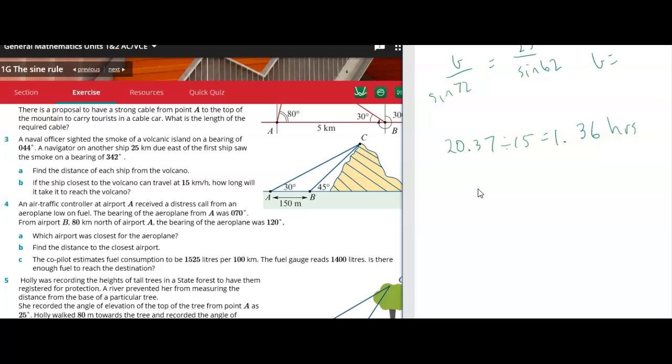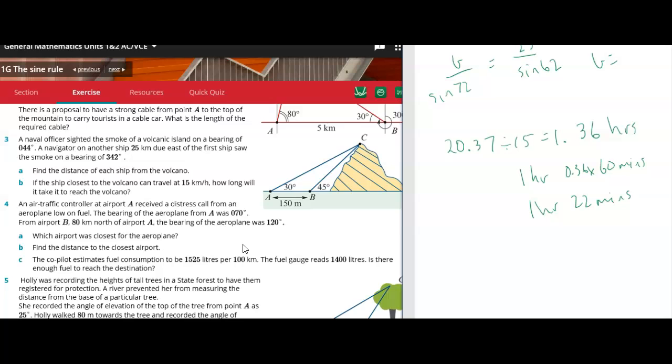Now, you're highly unlikely going to have to convert it to minutes, but if you did, that's okay. So 1 hour and then 0.36. So we take 0.36 and multiply that by 60 because there's 60 minutes. And that's going to give you 1 hour and 22 minutes.